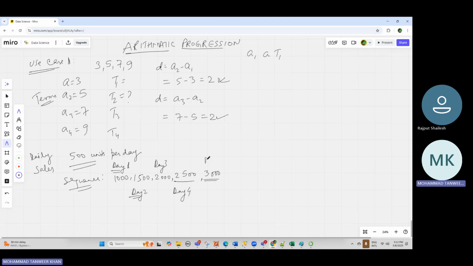Now, that is fine. Day five we can find easily because we have the day four value present, and we know it is getting increased by a constant value. So it is 3,000. But let's say my client is asking, if this is increasing by a constant value, can you tell me at the end of the month, let's say on day 30, what will be the sales?